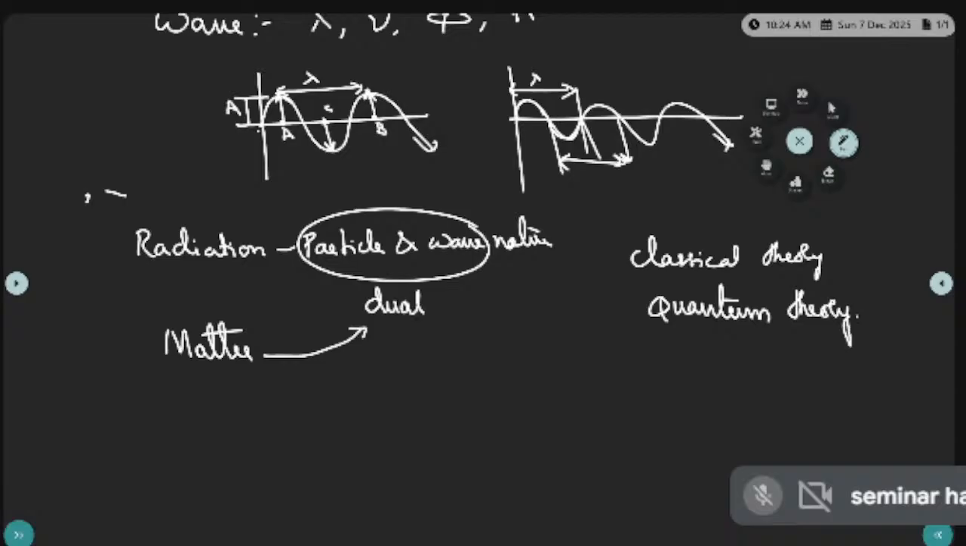Classical theory, what is quantum theory? Classical theory is a classical physics concept. Quantum theory is a quantum concept. Classical theory will discuss the matter which is visible.